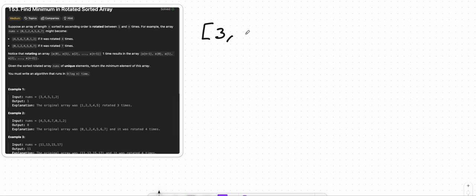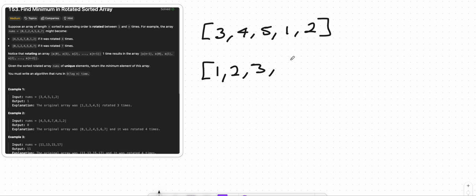For example, 3 4 5 1 and 2. This is the array we have, 3 4 5 1 2. The original array was 1 2 3 4 5.